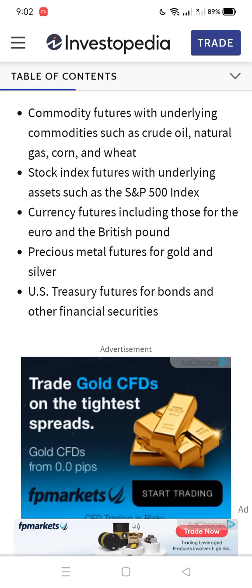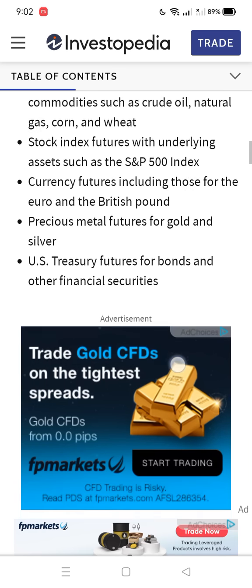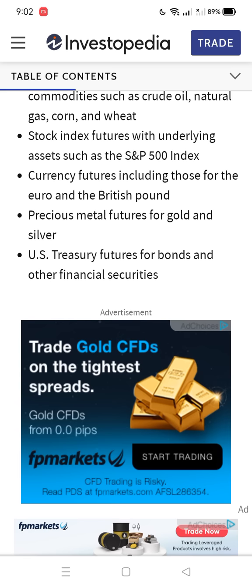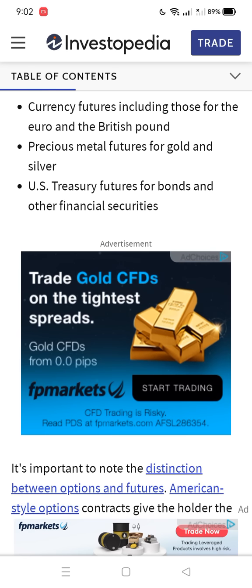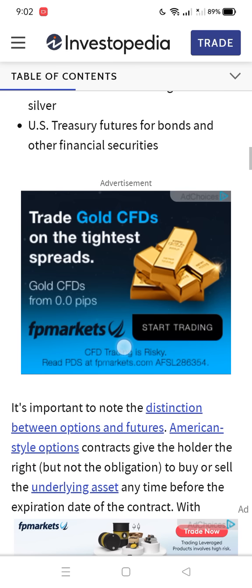Stock index futures with underlying assets such as the S&P 500 index. Currency futures, including those for the euro and the British pound. Precious metal futures for gold and silver. US Treasury futures for bonds and other financial securities.